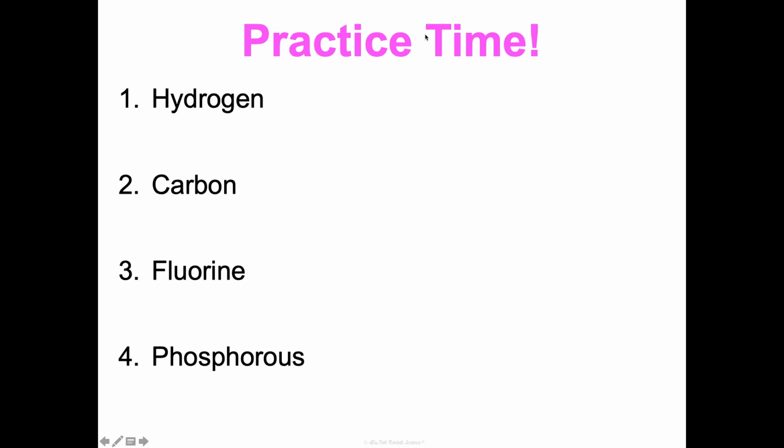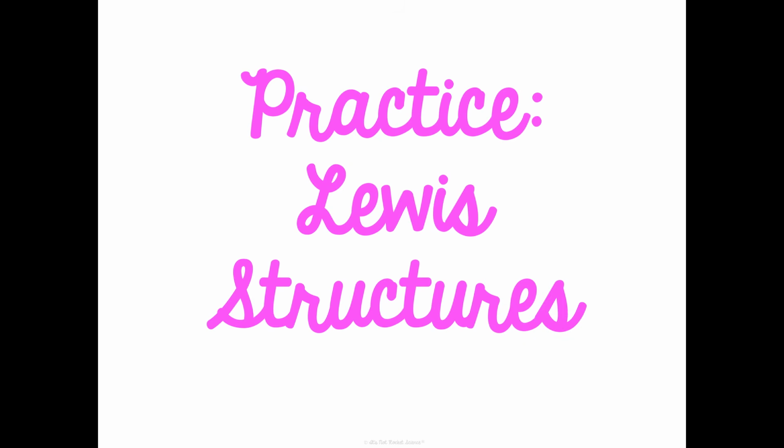Okay, so now I want you to practice this for hydrogen, carbon, fluorine, and phosphorus. Try drawing those Lewis structures. We'll go over them, and then after that, I want you to do some more practice with that in your packet before we dive a little bit deeper into other things with electrons further into this unit.